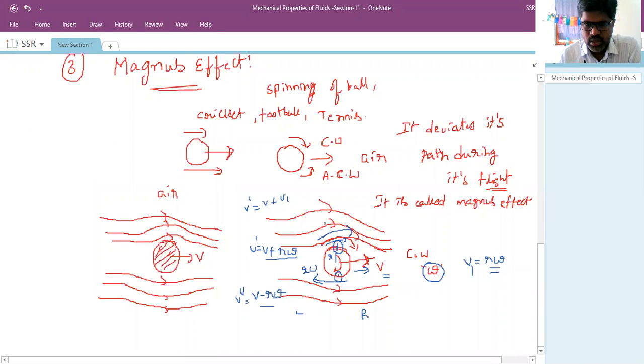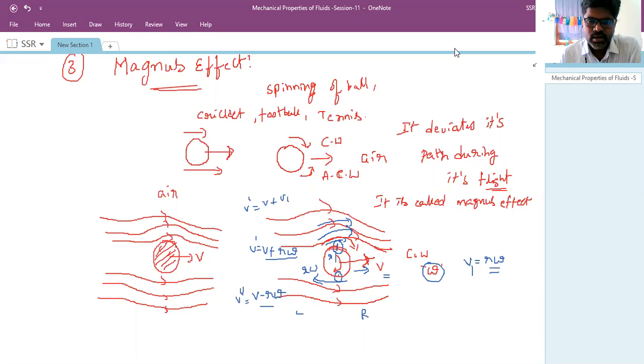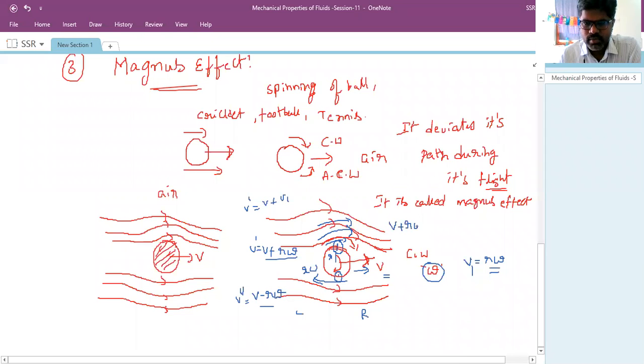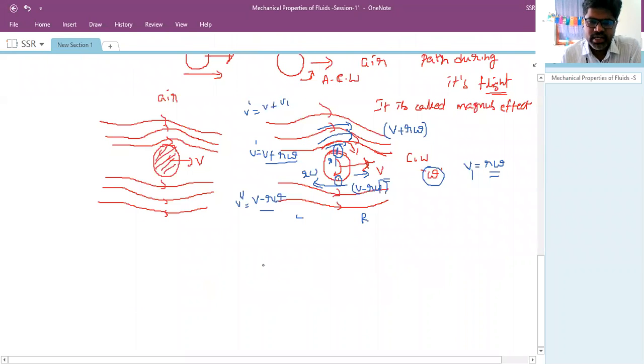Then because of this v plus r omega speed of the ball, the air medium near the surface of the ball will also move with the speed of v plus r omega. The air medium, that means fluid, will also move with the speed of v plus r omega at the topmost point, and at the bottommost point the air will move with the speed of v minus r omega. Then what is the difference we understood?